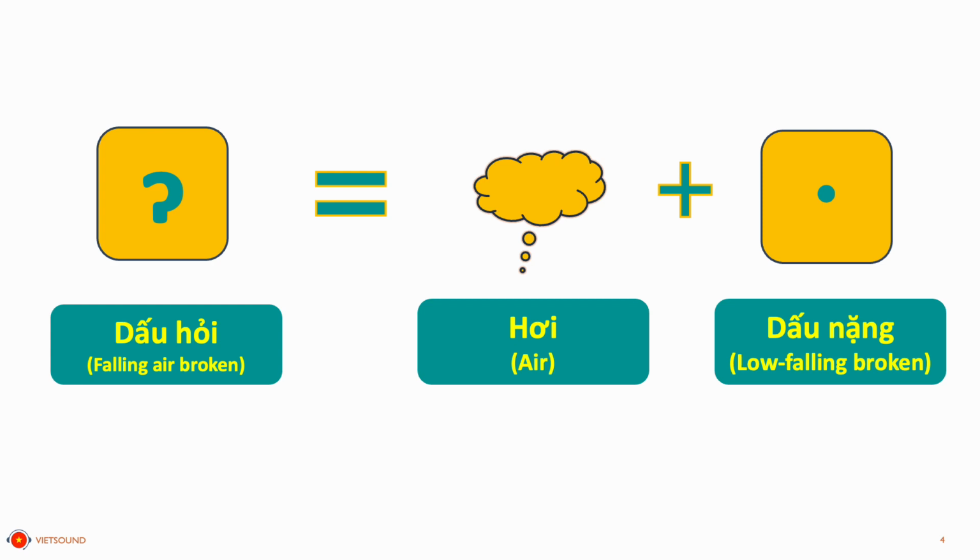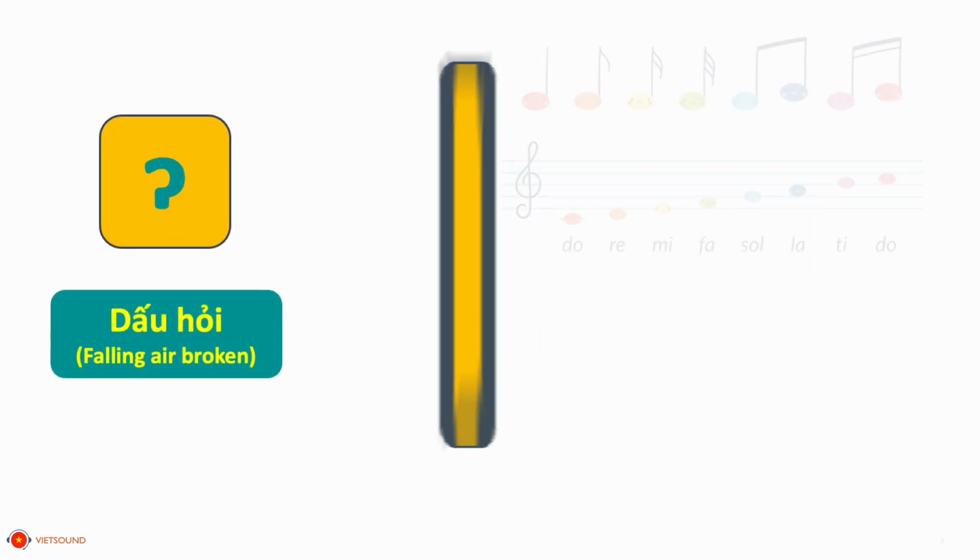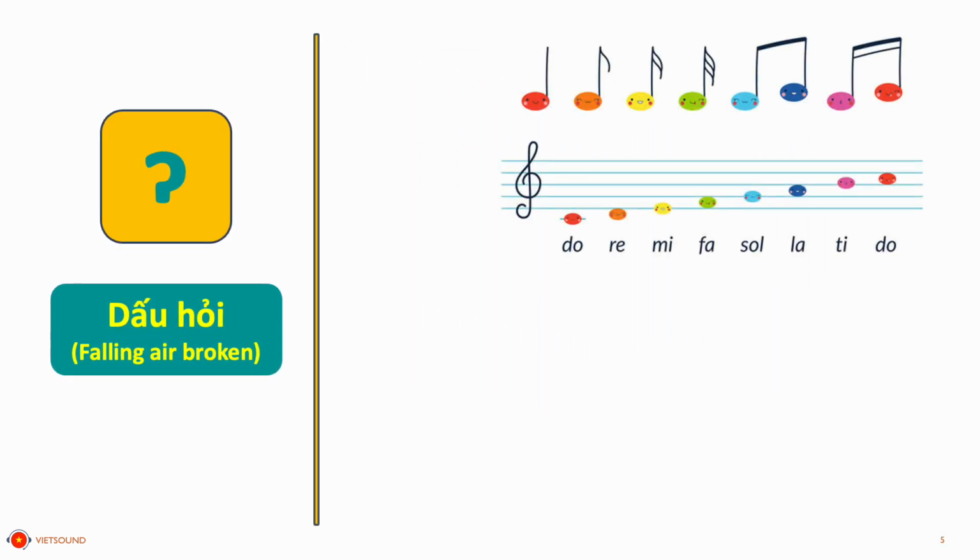The falling and broken tone, dấu hỏi, is produced by combining air with the low falling broken tone. Now let's see how to make the falling and broken tone, dấu hỏi. We're going to start with a word without tones. We are on the solid note. Now you're preparing to make your voice a little bit lower and push air out of the mouth like you're slightly coughing, and then immediately cut off the sound at the end to make the falling and broken tone.